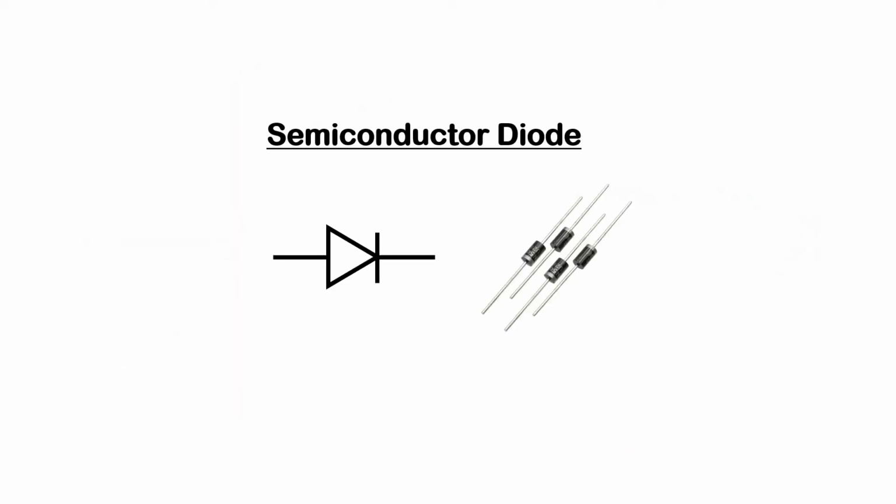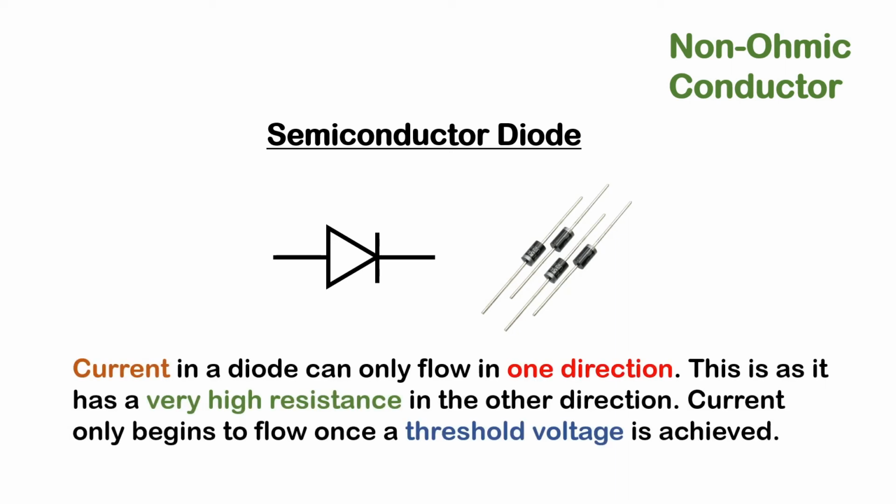Now, moving on to our final component, the semiconductor diode. This is another non-ohmic conductor with an interesting IV characteristic graph. It again can't be modeled through PHET. Current in a diode can only flow in one direction. This is as it has a very high resistance in the other direction. However, even this one-way current only begins to flow once the threshold voltage is achieved.